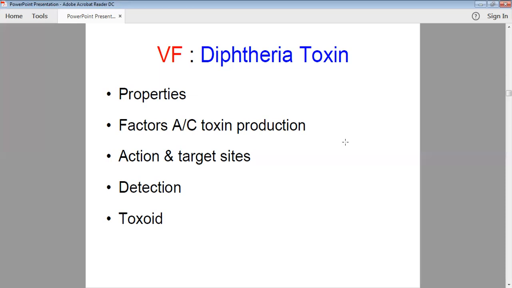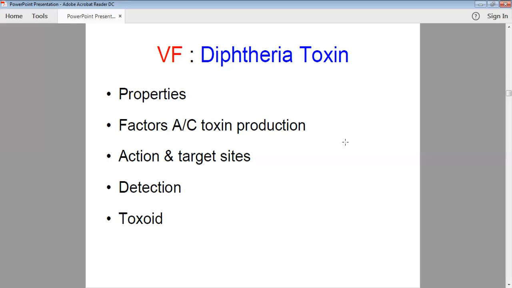Otherwise, Corynebacterium diphtheriae is mostly non-toxigenic. Only the phage-infected bacteria are toxigenic. Two factors are important: the bacteria should be infected by phage, known as lysogenic bacteria, and second, the critical concentration of iron.